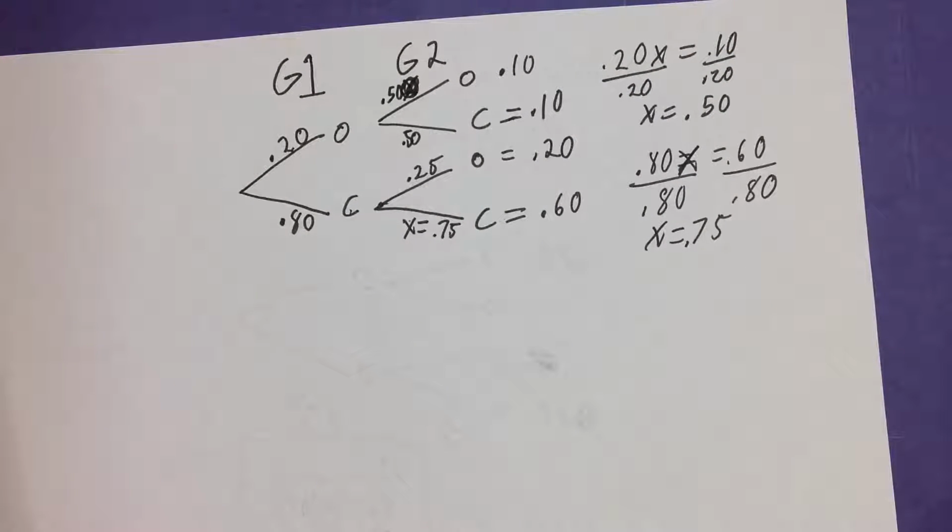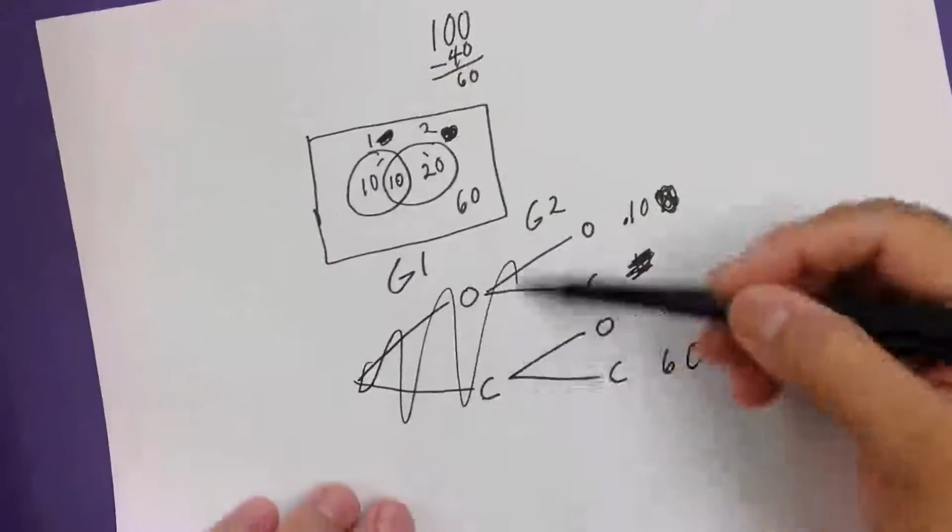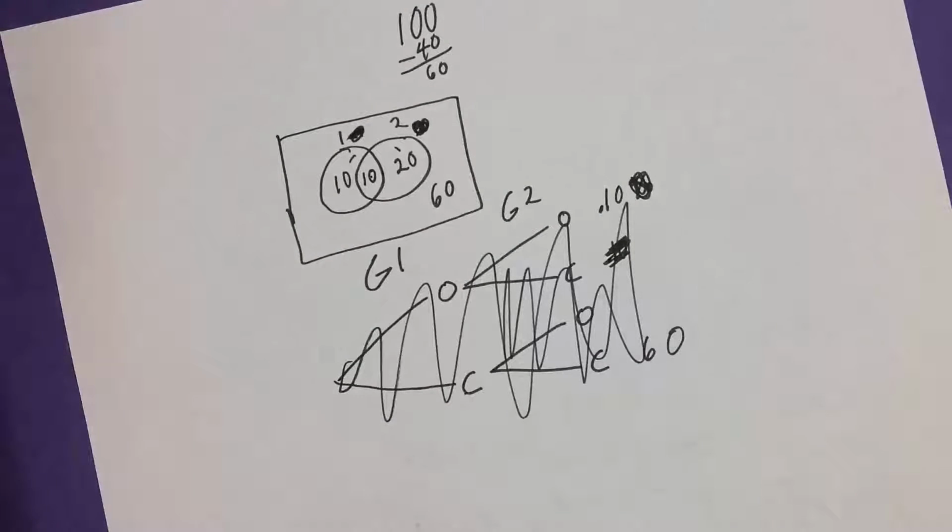Alright, so that's how you would get those if you wanted to use the tree diagram. Tree diagram is a little bit more difficult. I prefer using the Venn diagram, but finding out your probabilities is a little bit more difficult with that. Okay, oops. Don't worry about this. I was just drawing it. Alright, so that's about it for that.